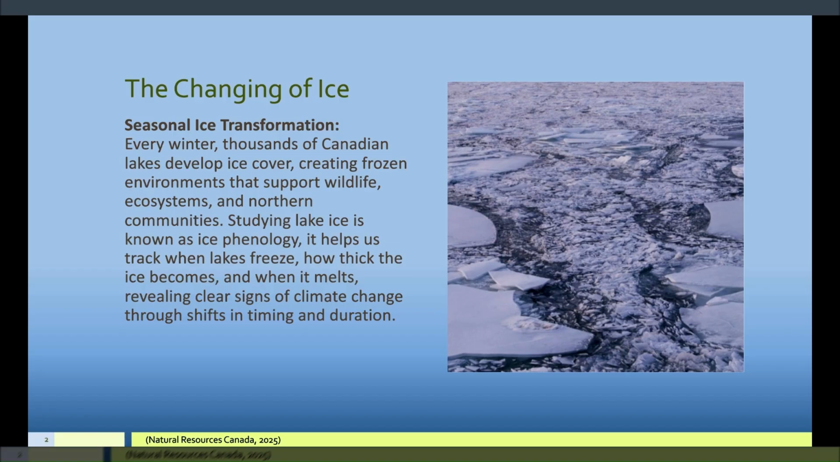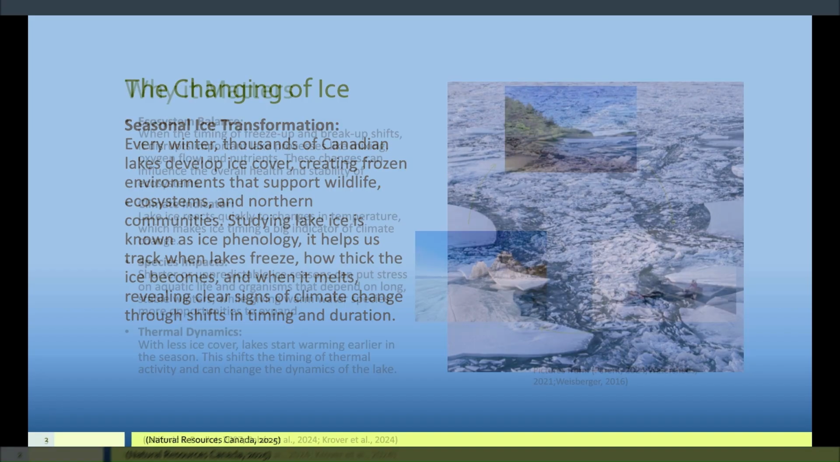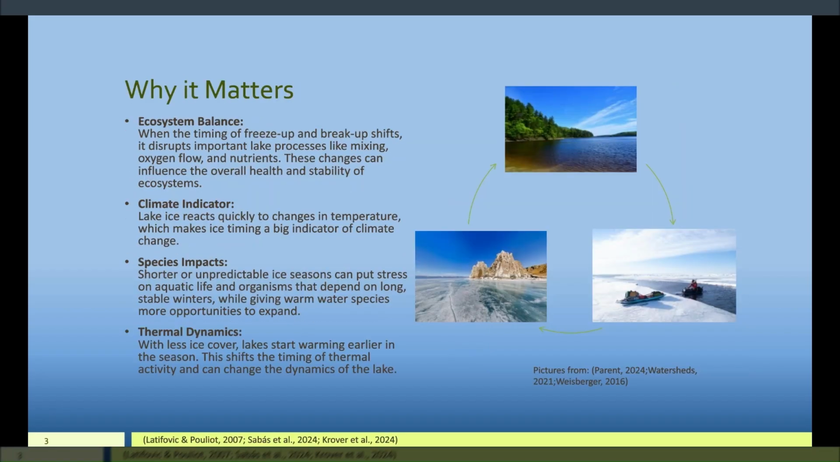Things like air temperature, wind, snow cover, and the size of the lake all affect how ice forms and melts. These patterns help us see bigger environmental trends. Why it matters. Ice phenology matters because ice affects a lot of physical and ecological processes. If the ice forms later or melts earlier than usual, it changes how the lake mixes, how oxygen moves around, and how nutrients cycle. These shifts impact the overall functioning of the lake.